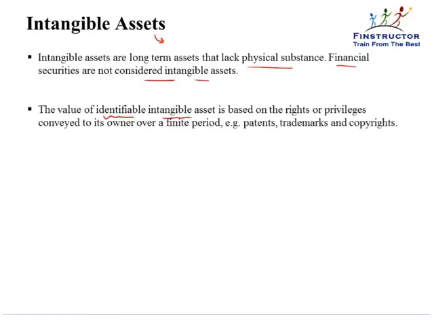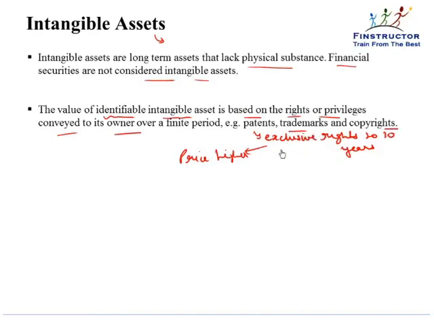Identifiable intangible assets are those whose value can explicitly be derived based on the rights or the privileges that these assets convey to their owner. So a very common example is a patent. The patent on a drug, for example, gives me exclusive rights to market a drug for the next 10 years. Would this right have a value? Yes, I can price my product higher since it's a monopoly. I'm the only person eligible to sell. Similarly, copyrights and trademarks are assets which, when acquired, give me a certain value, and these are called identifiable intangible assets.